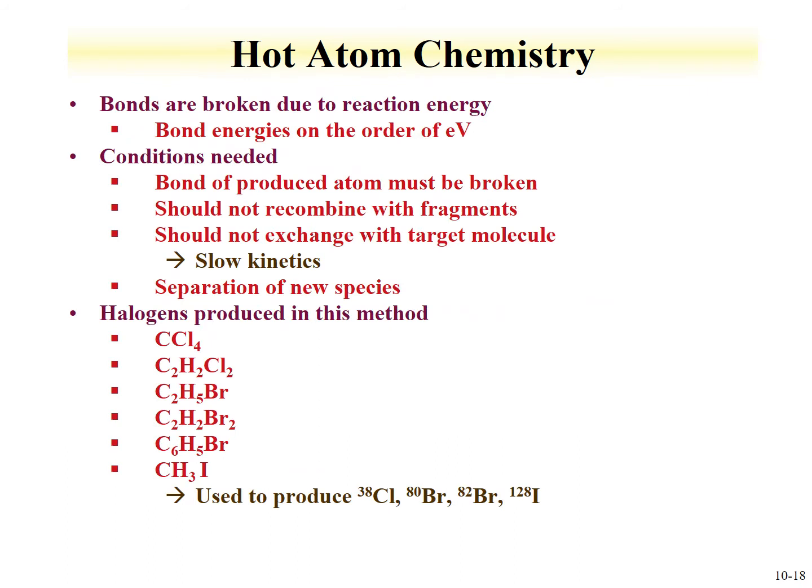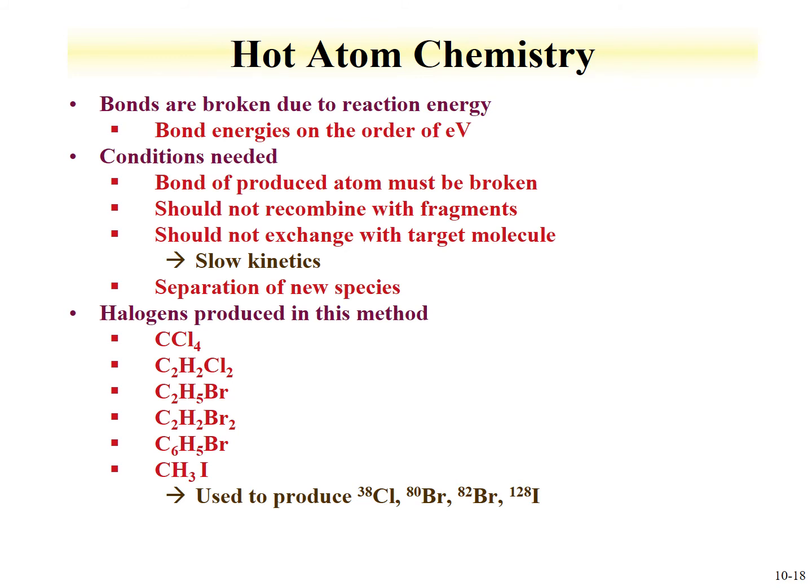The mechanism that occurs in hot atom chemistry is that these chemical bonds are broken due to the reaction energy. Certain conditions need to be met. Only the bonds of the produced atom must be broken. In the case that we discussed earlier with the iodine, if the bonds broke for both the inactive and active iodine, the separation wouldn't be very useful.